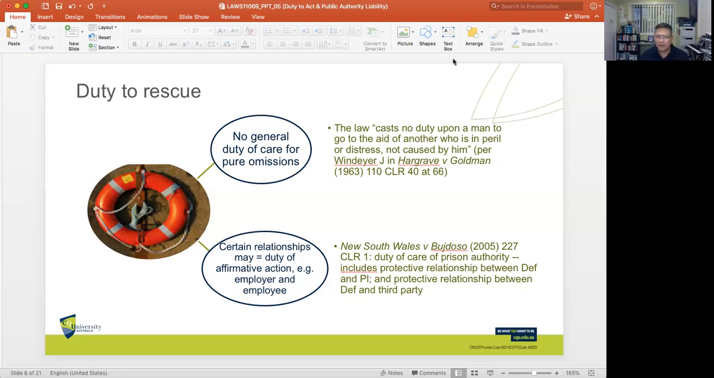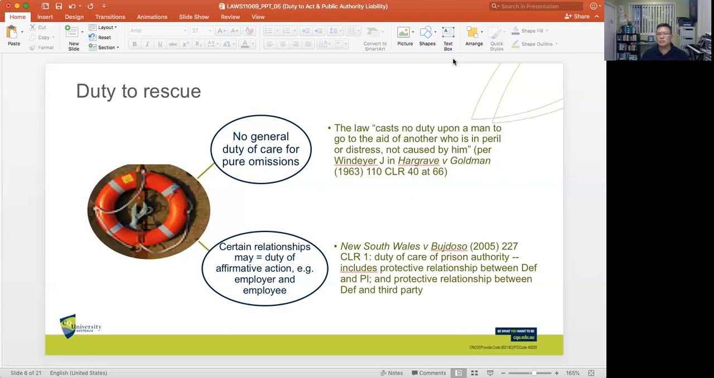The court said that it is different because in relation to a prison authority there is in fact a protective relationship between the defendant, the prison authority, and the plaintiff. And not only is there a protective relationship, the activities of the plaintiff, meaning the inmate who got injured, are severely curtailed. Even his autonomy is curtailed in a prison system. He has to follow certain procedures and rules. For that reason, there are limits to what an inmate can do. An inmate, for example, cannot carry a knife to protect himself. So in that scenario, there is a protective relationship that arises as a matter of common law.